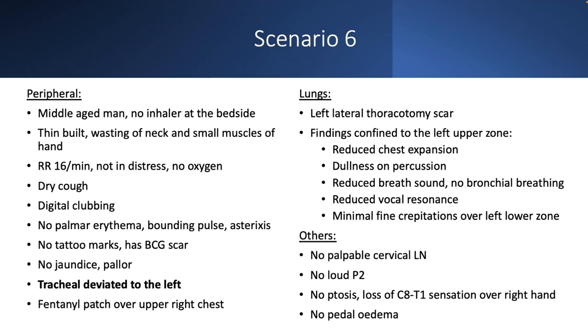Okay, so Dr. Izarin, can you tell me what you have found in this patient? Sure. This is a middle-aged gentleman who is cachectic. He is currently comfortable with normal respiratory rate, and he is observed to have clubbing. On inspection, noted there is a left tracheal deviation with a paintbrush patch observed and a left lateral thoracotomy scar. On examination of the lungs, noted there is reduced chest expansion, dullness, and also reduced breath sounds over the left upper zone. My working diagnosis for this patient would be left upper zone lobectomy for prior, possibly lung cancer.